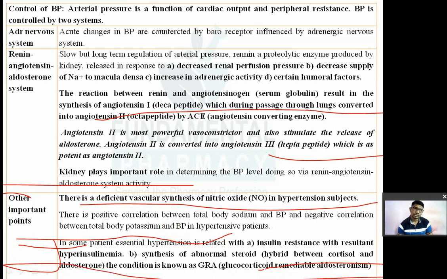Remember these points. These points are very important. Renin angiotensin converting system, how it will act, how there is a baroreceptor mediated mechanism. Okay, and what are the other important points?